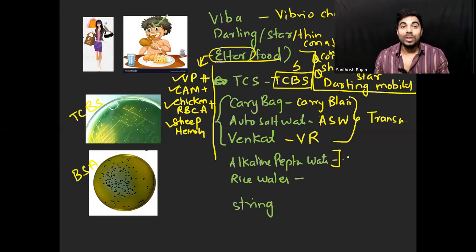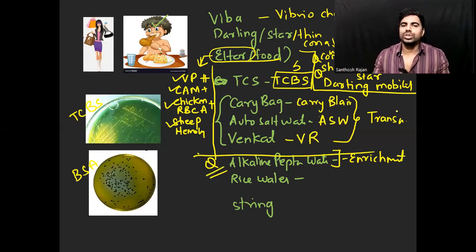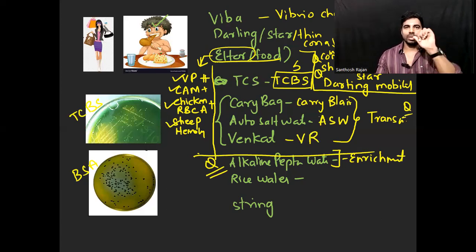Alkaline peptone water is for enrichment. Okay, enrichment. They ask enrichment. This question you can definitely expect. I'm saying Vibrio is one of the chocolate questions, so definitely you can expect one question from this. This funny thing which I told you: remember Vibha, remember the boyfriend, remember her story. She goes to TCBS, takes a carry bag, drinks autoclaved seawater, because that's also for her beauty. And Venkatraman Ramakrishnan is a car driver, the boyfriend of El Tor, the car driver. And alkaline peptone water for enrichment, and rice water stool diarrhea.